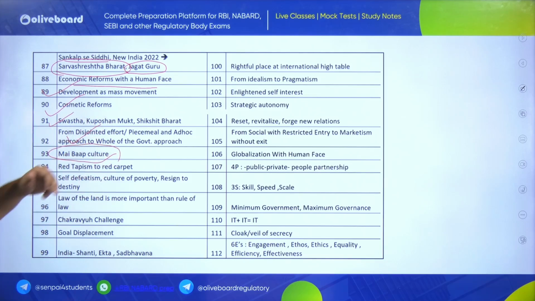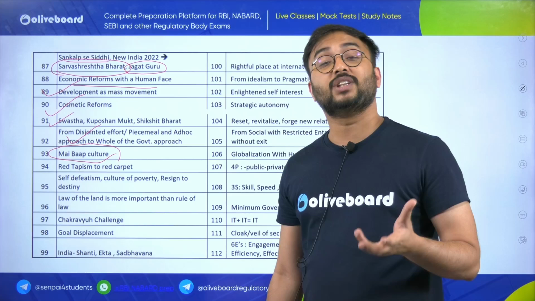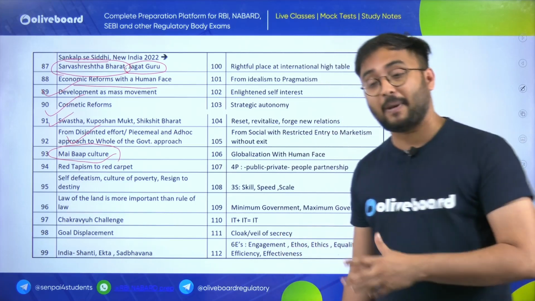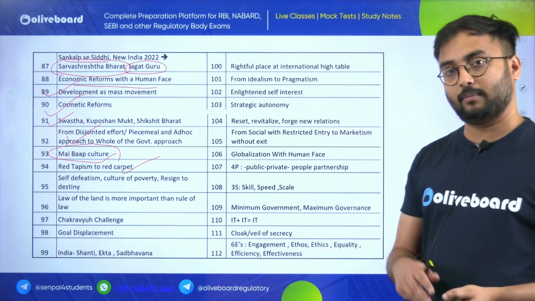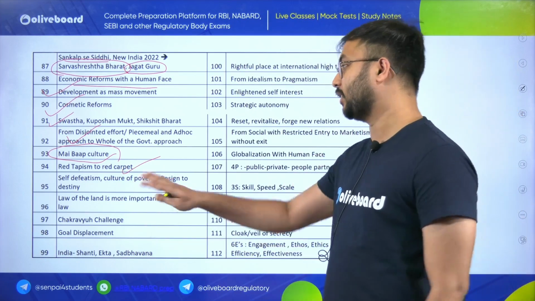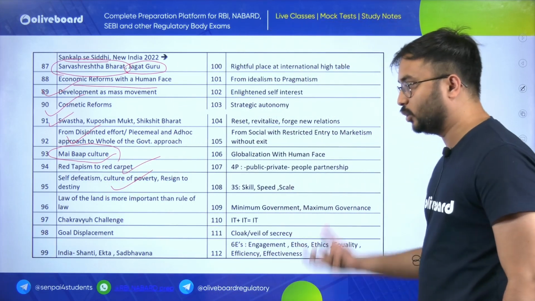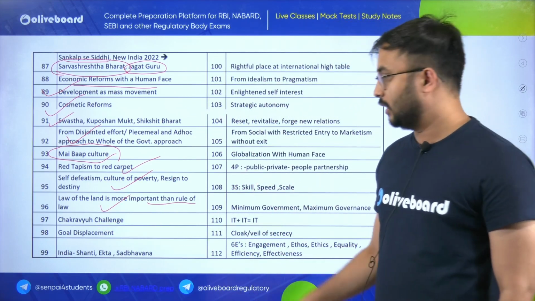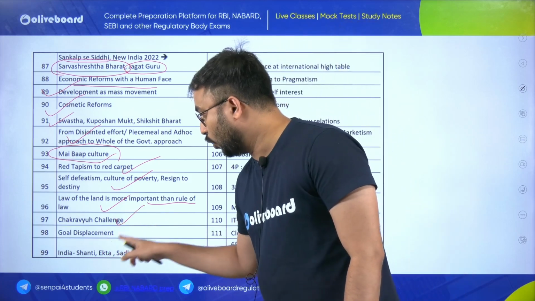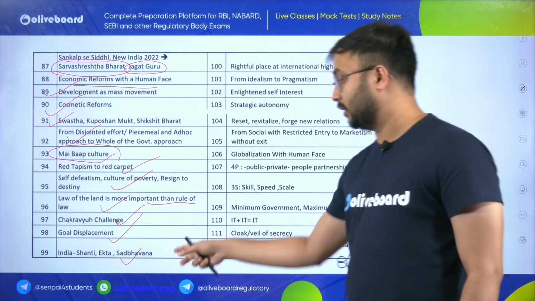My Baap culture. What is My Baap culture? It is nothing but associated with your policy paralysis. Red tapeism to red carpet. So how your government and different steps of government can convert red tapeism to red carpet. Self-defeatism, culture of poverty, resigned to destiny. Then law of land is more important than rule of land. Chakravyu challenge, goal displacement. India, that is Shanti, Ekta and Sadbhavana. This is a very beautiful line.